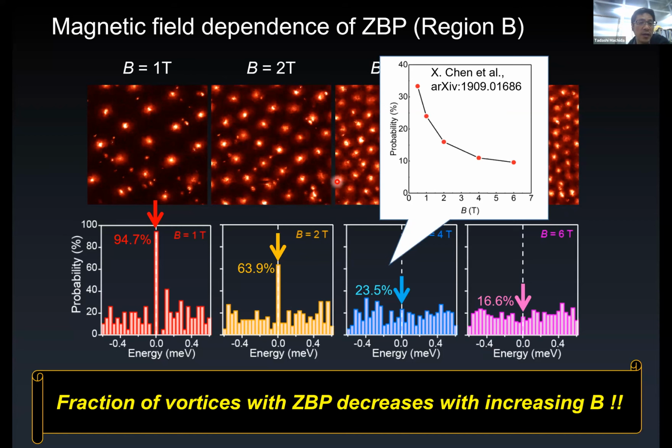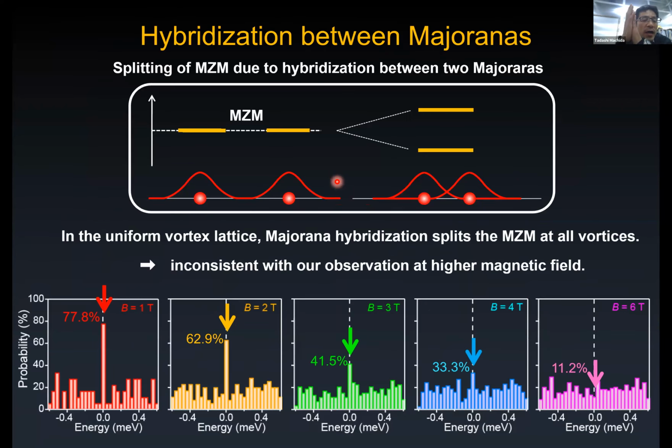So when I saw this magnetic field dependence of the zero energy peak, I was wondering how we can explain it, even if we assume the observed zero energy peak originates from the Majorana zero mode. One possible explanation is the splitting of the Majorana zero mode due to the hybridization between the Majorana quasi-particles, because the average distance between the vortices should decrease with increasing external magnetic field, which gives rise to the enhancement of the hybridization between the Majorana quasi-particles.